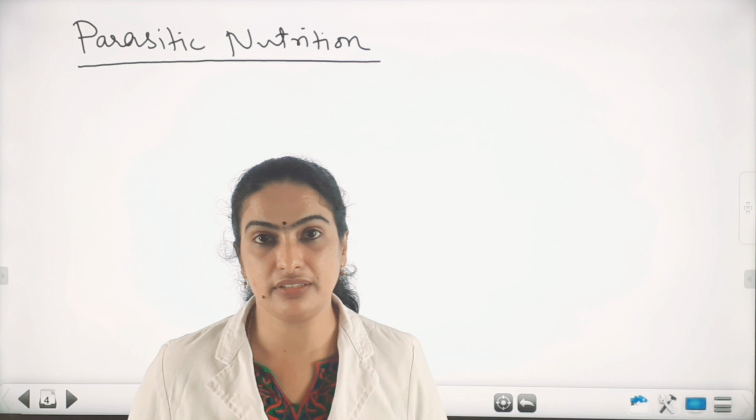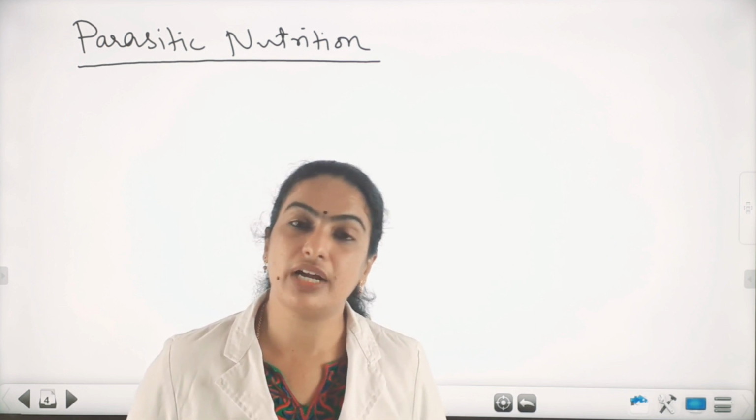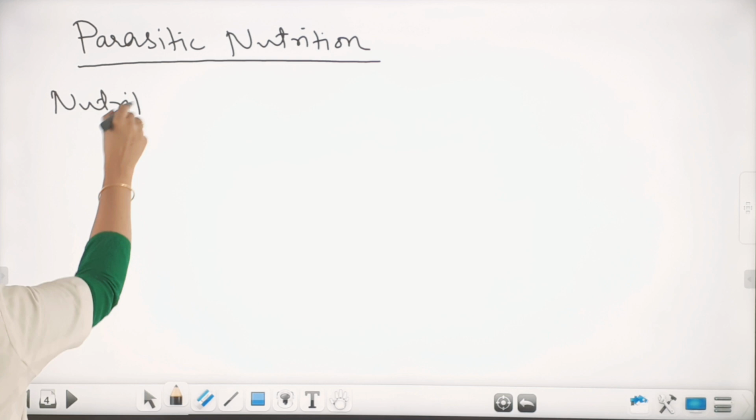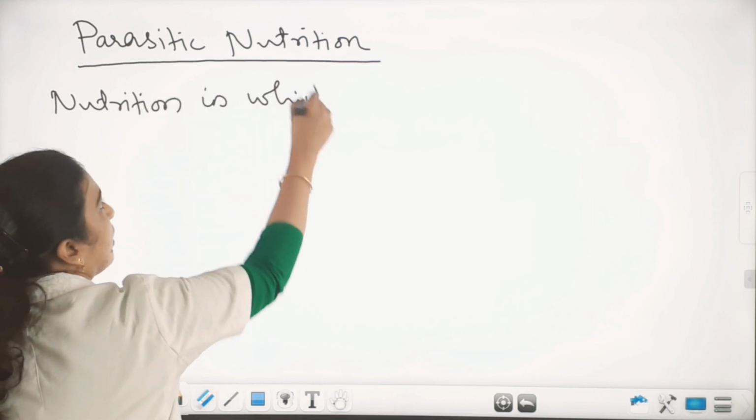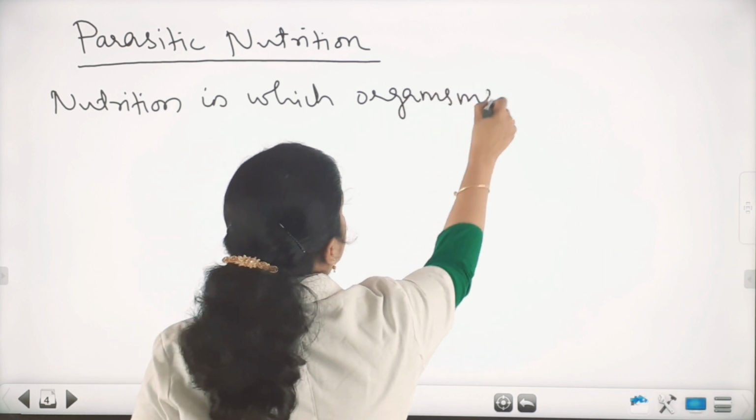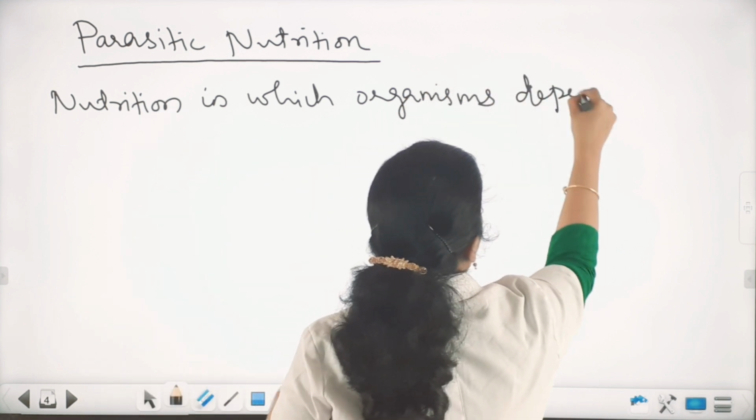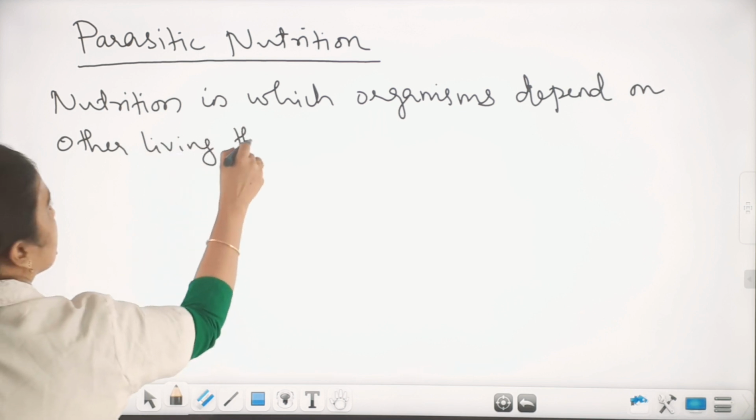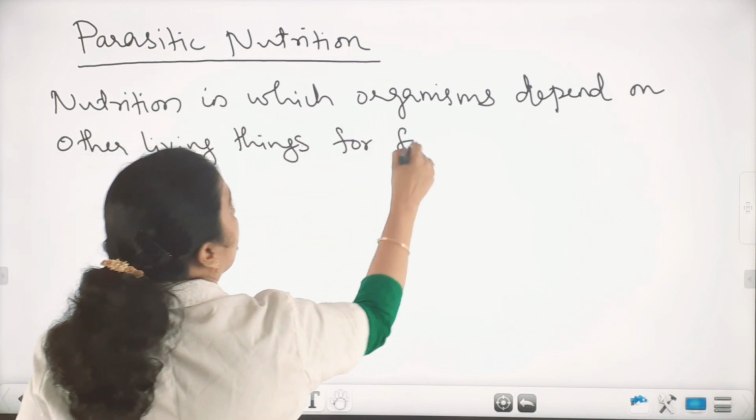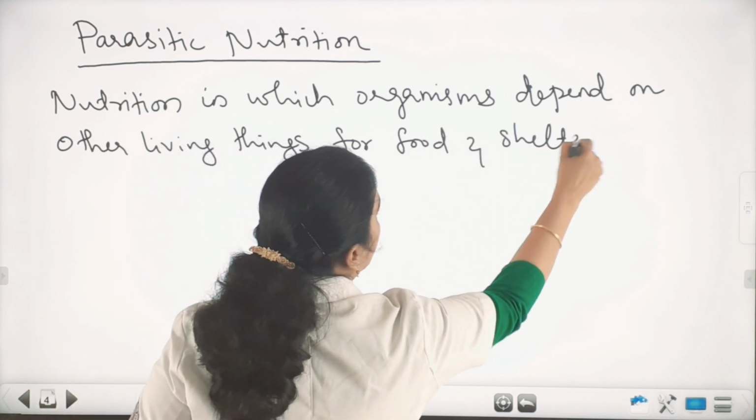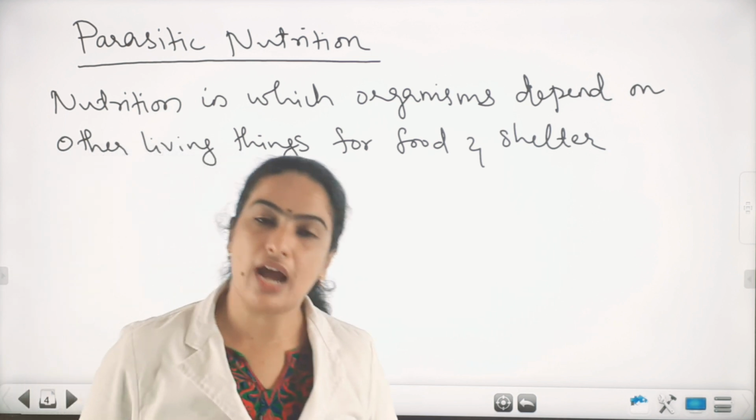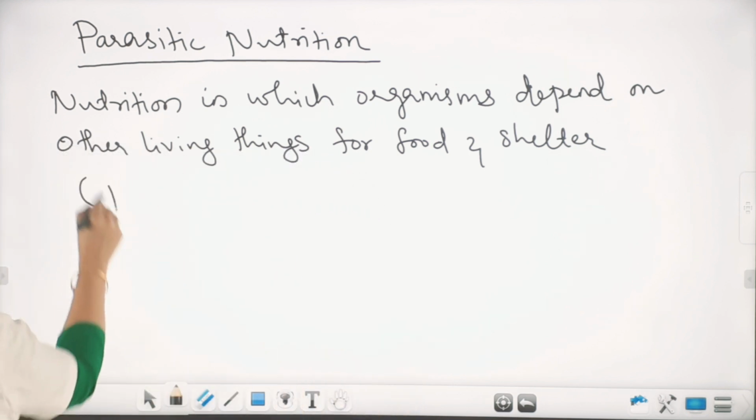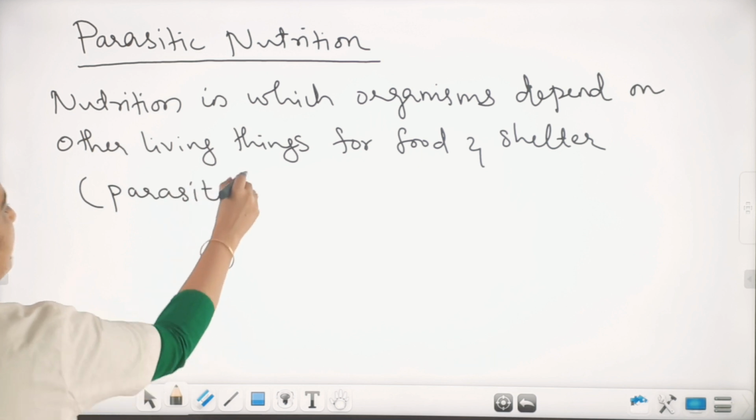Parasitic nutrition, what is the definition? We can say parasitic nutrition is a type of heterotrophic nutrition. The nutrition in which organisms depend on other living things for food and shelter. For food and shelter, the organisms are depending on others. Such nutrition is called parasitic nutrition, and such organisms are called parasites.